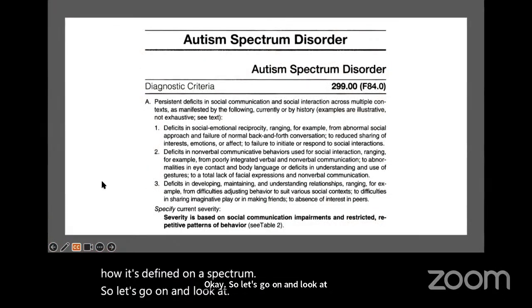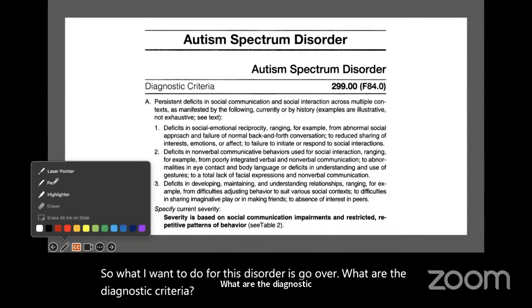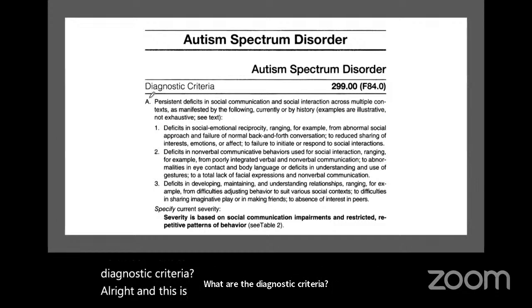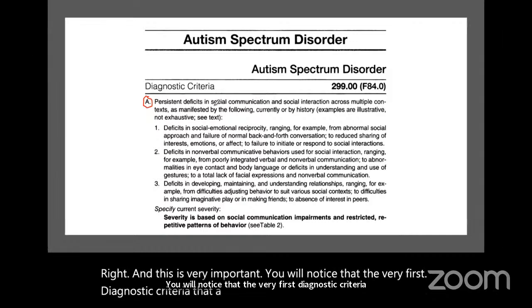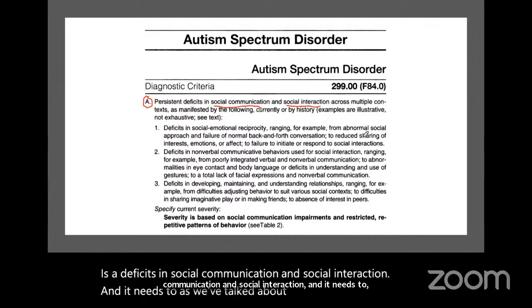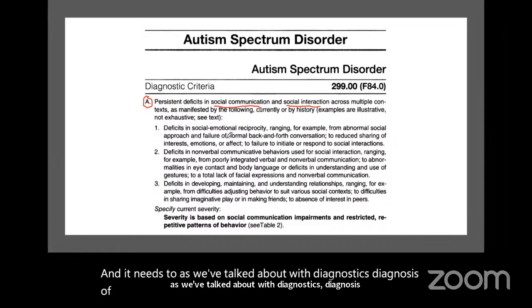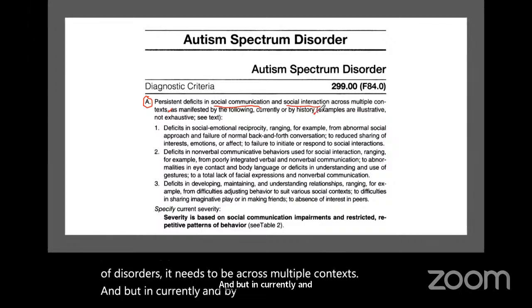So what I want to do for this disorder is go over what are the diagnostic criteria, right? And this is very important. You will notice that the very first diagnostic criteria that a child must have is deficits in social communication and social interaction. And it needs to, as we've talked about with diagnosis of disorders, it needs to be across multiple contexts and currently and by history, meaning that it's been persistent over time.